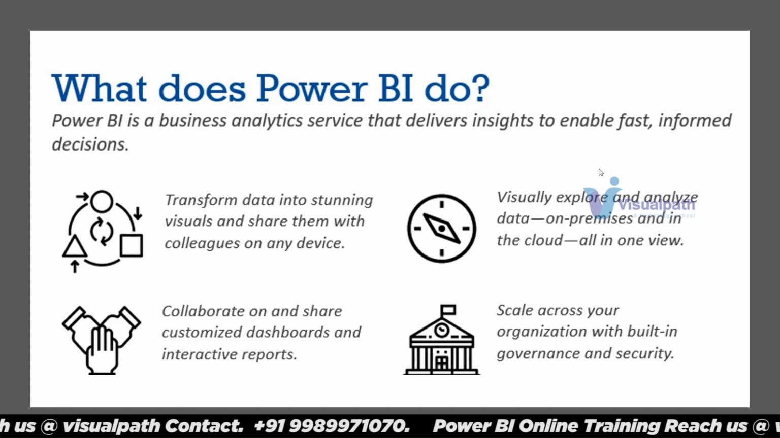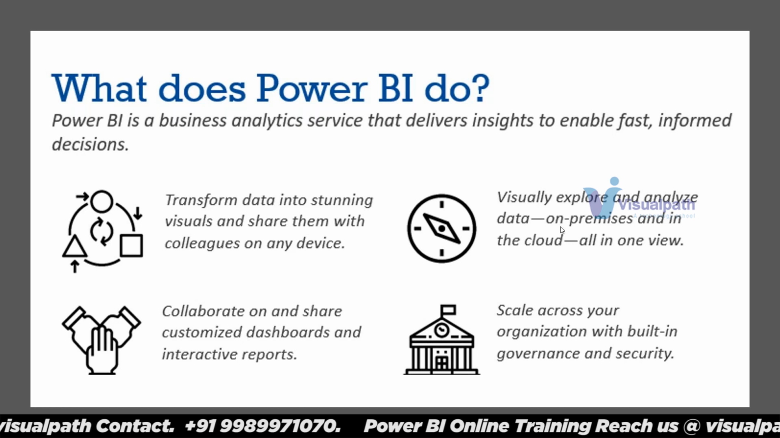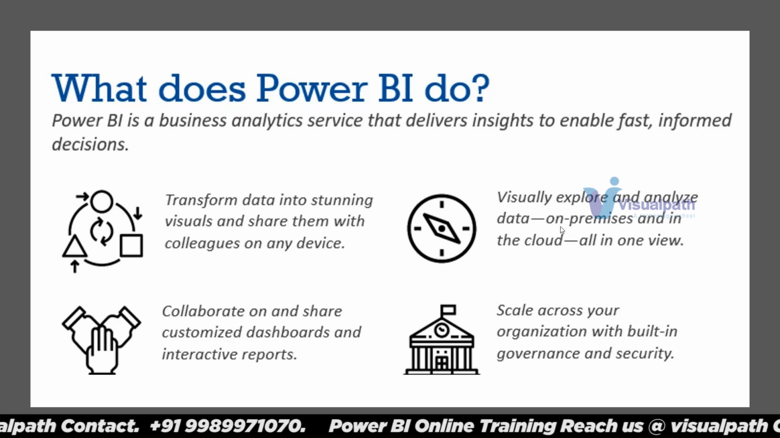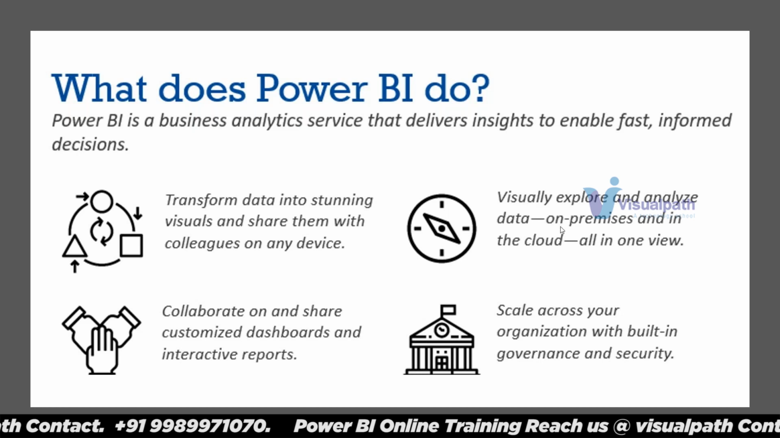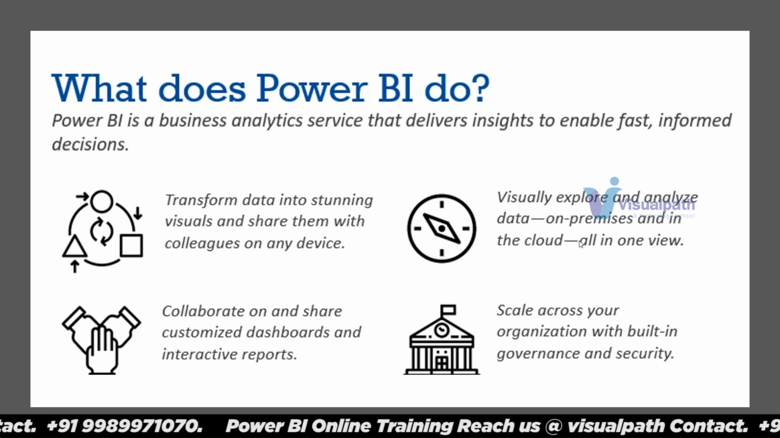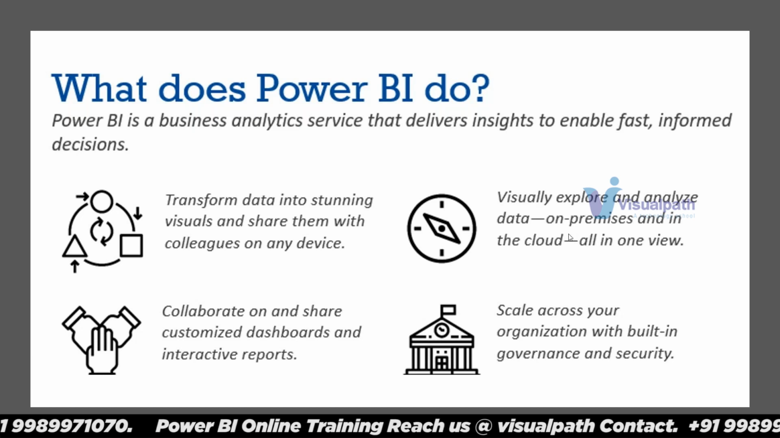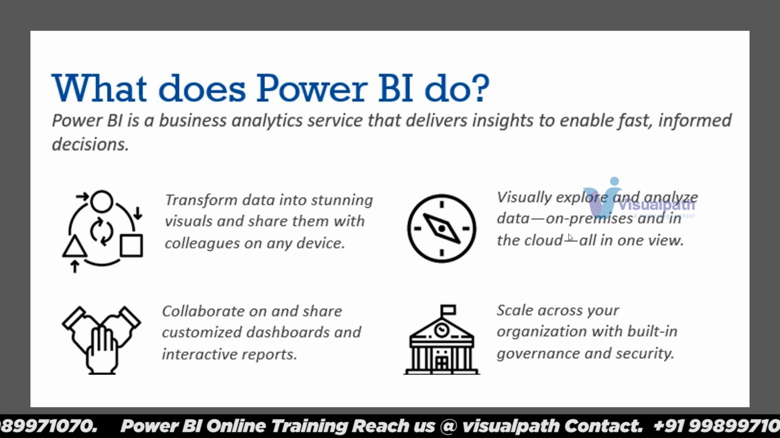Next one, again, visually explore and analysis. That is nothing but we can explore the data, or we can analyze the data, in two ways. What are the two ways? It could be on premises, and it could be the cloud. The term on premises means it is very secure and very governed, and on premises is nothing but it's on their own server.